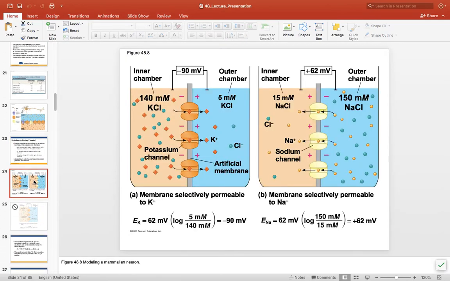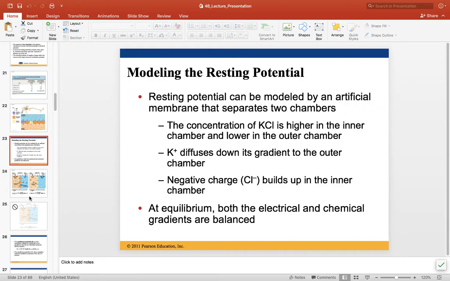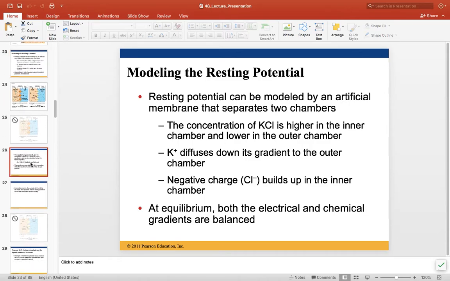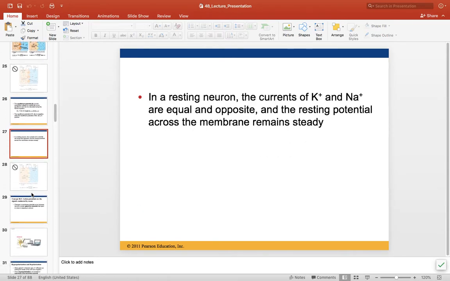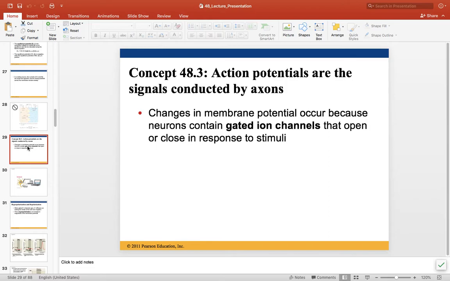All right, this is just another example using sodium and chlorine, which we're not going to go over. Skip that.